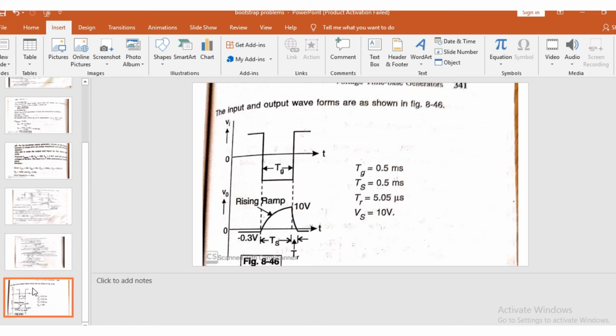Now all these values are plotted in the form of a waveform, which is shown on the screen. This is the input pulse, and this is the output waveform we are getting. Initially the output voltage is minus 0.3 volts, it rises to a value of 10 volts and then comes back to its initial value. Here we got TG equal to 0.5 milliseconds, TS equal to 0.5 milliseconds, TR is 5.05 microseconds and VS is equivalent to 10 volts. This is about this problem. These are two different types of problems in bootstrap circuits. All of you please go through these problems. Thank you for listening.